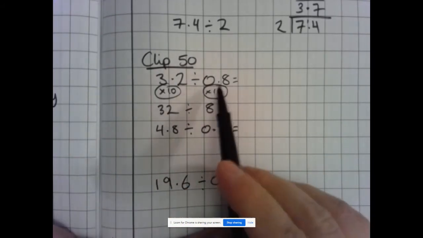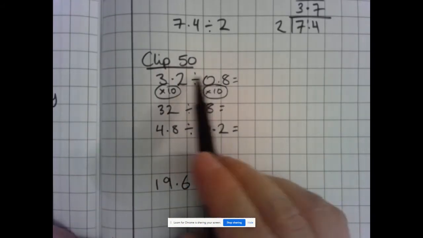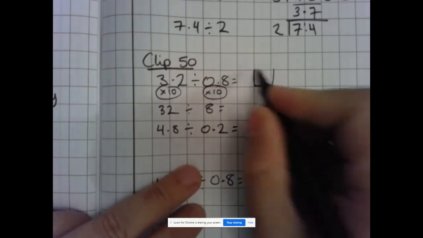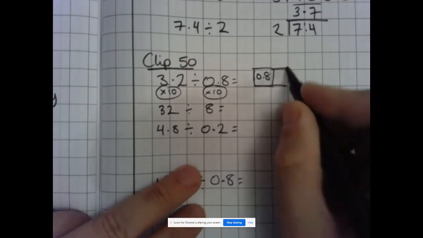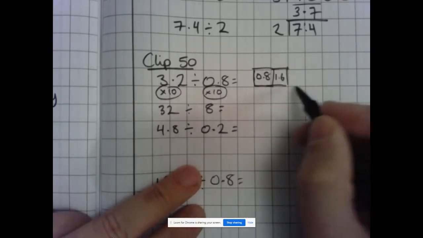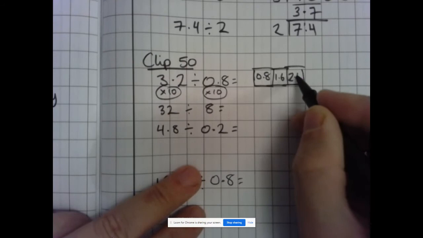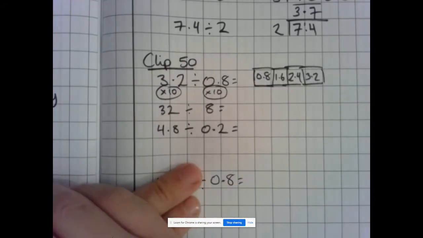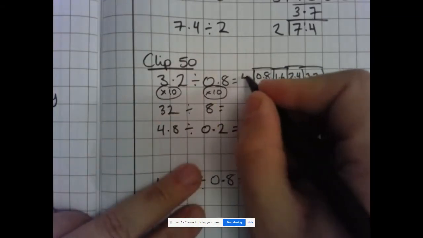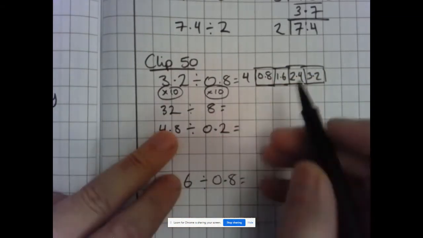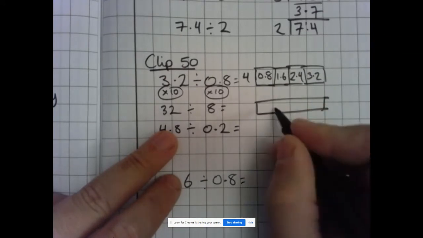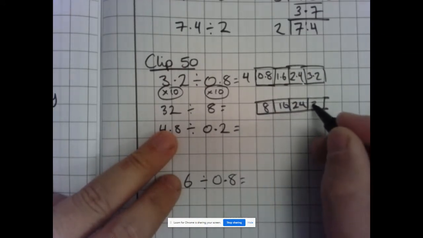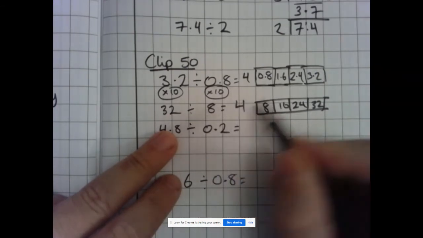Because we're asking ourselves how many 0.8s are in 3.2. If I was thinking about what that would look like as a bar model, 0.8. If I add on another 0.8, it's 1.6, and then 2.4, and then 3.2. There's 4 0.8s there, so my answer should be 4. 32 divided by 8, well, let's do the same thing. 8, 16, 24, 32. So that gives me the same answer.